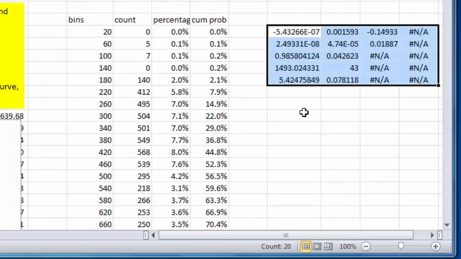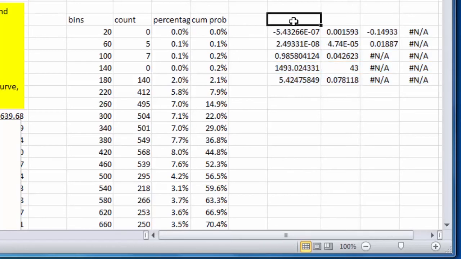So there's the equation. This is the x squared coefficient. This is the x coefficient. And that's the constant. There's the r squared. There's the f value. So that's a really high f value. So that means it's a pretty good fit.